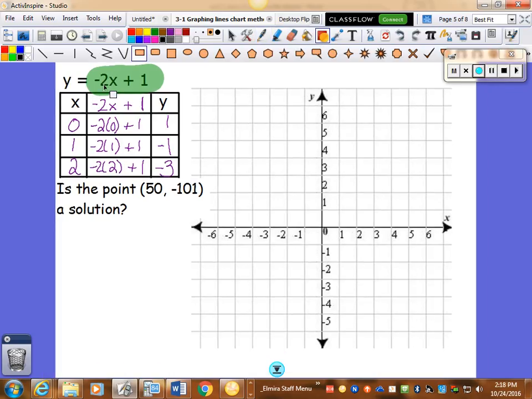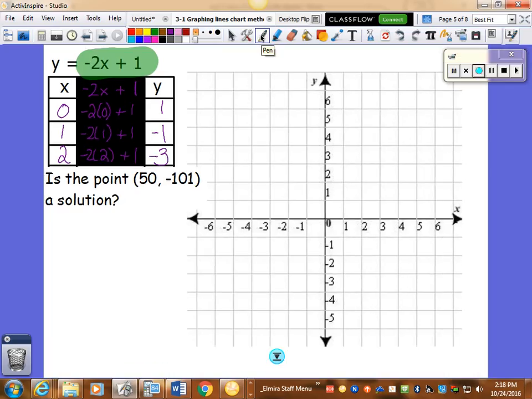My box went away. There we go. We're ignoring that middle column, and we are going to the 0 elevator to the first floor and putting a dot. We are going to the 1 elevator down to the negative first floor and putting a dot. We are going to the 2 elevator and going to the negative 3 floor and putting a dot. And I know that I'm doing this right because the 3 dots are in a straight line. They follow an over 1 and down 2 pattern.